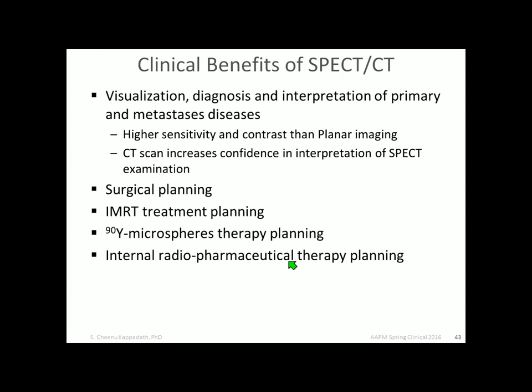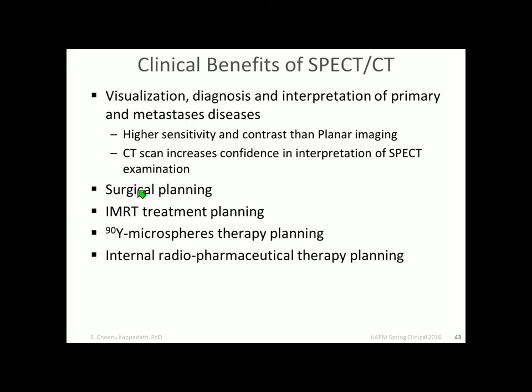So just to summarize the clinical benefits of SPECT-CT, it improves visualization, diagnosis, and interpretation of disease, okay? It has higher sensitivity and contrast than planar. And this is very important, actually: CT scan increases the confidence in the interpretation of the SPECT exam. So once our clinic started doing SPECT-CT, they didn't go back to SPECT. We don't do SPECT anymore, so your institution is SPECT-CT, and I think that's what you find. A lot of places, when they get SPECT-CT, they don't go back to SPECT.